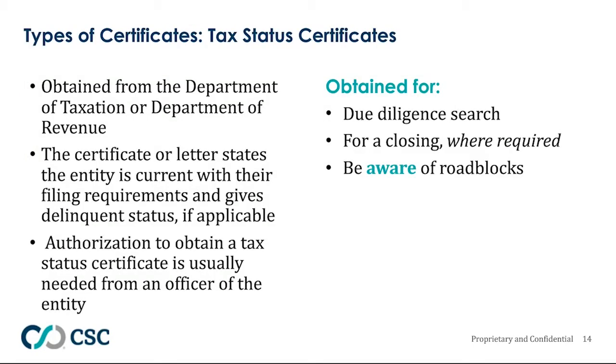Okay, thanks, Rob. Another type of certificate that's ordered with some frequency is a tax status certificate. Not all states issue them, but those that do, they're always obtained from the Department of Taxation or the Department of Revenue. And it's usually a certificate that states if an entity is current with their taxes. Sometimes states will issue them, but will not issue them to a third party. So the company itself would have to obtain them by a request on their letterhead signed by an officer, the controller, or the treasurer of the company.